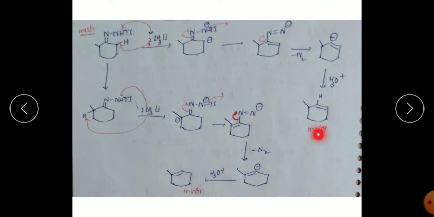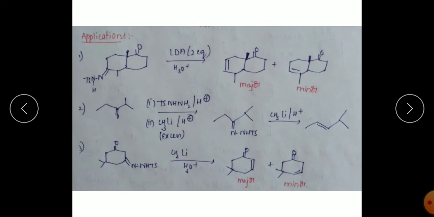So I'm going to explain this regioselectivity. Now this double bond has two substituents, one from this side, one from that side. This double bond has three substituents and this double bond has two substituents. Out of these two, this is the less substituted product, that's why it is the major product. This is the regioselectivity of the Shapiro reaction.